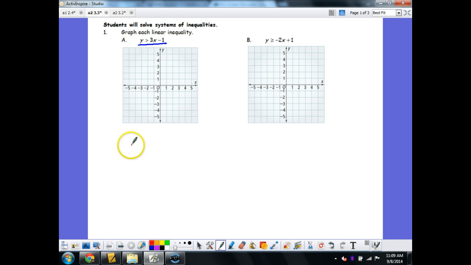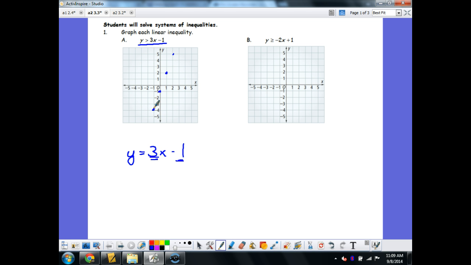And the first thing you're going to do is graph the boundary line, y equals 3x minus 1. And to graph that, one thing we know about this line is that the y-intercept is the point 0, negative 1. And the slope is 3. So from this point, we're going to go up 3 and over 1. And continually going up 3 and over 1.